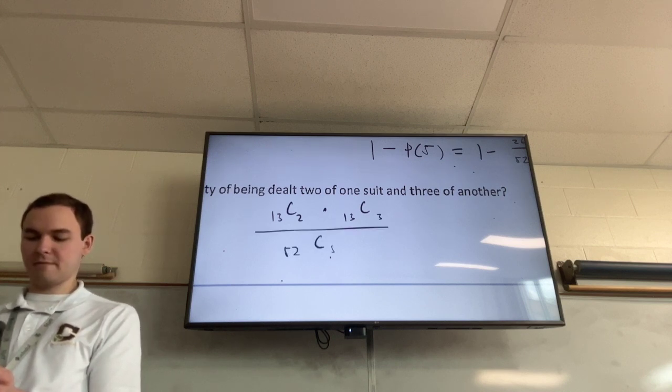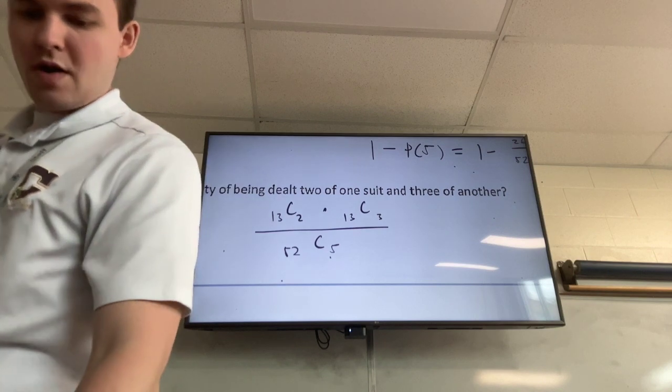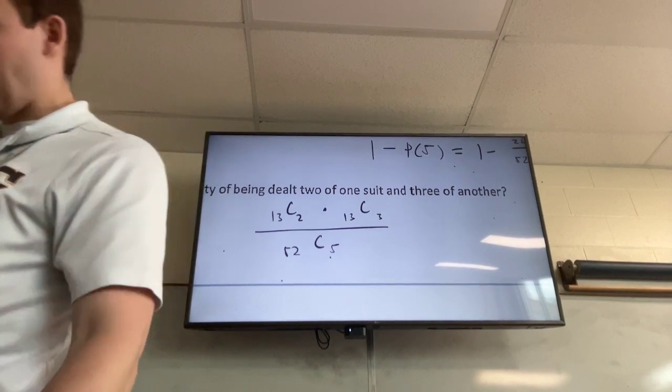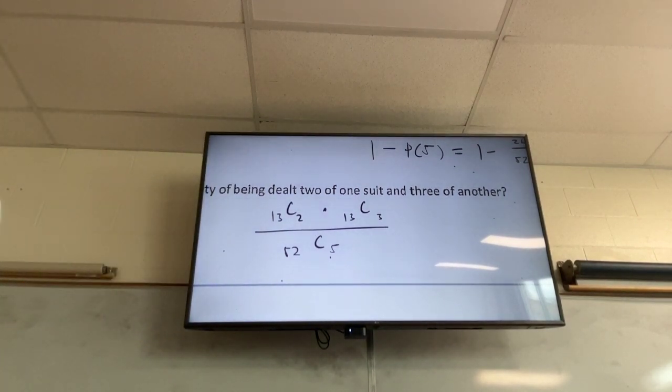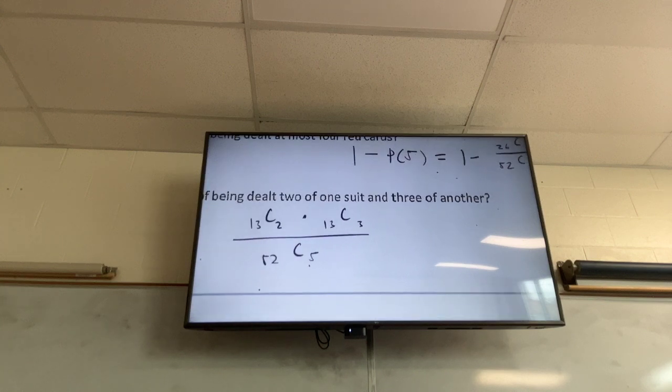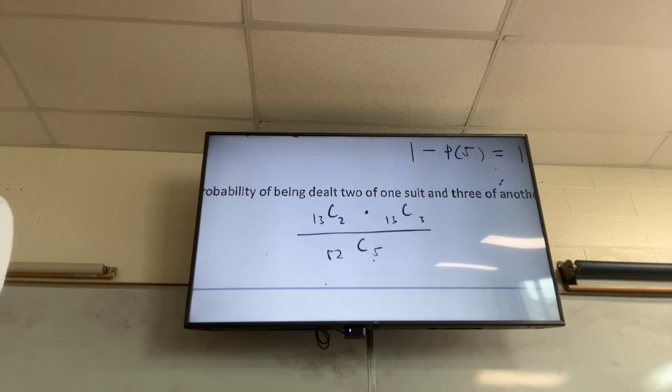You're on the right track. But there's multiple ways of this happening, right? It doesn't specify what the suits are. This would be the answer if it was just 2 clubs and 3 spades. But they don't specify which type of suit. So we're going to multiply this by how many suits I have to choose from for the first suit. I have 4. So I'm going to do 4.